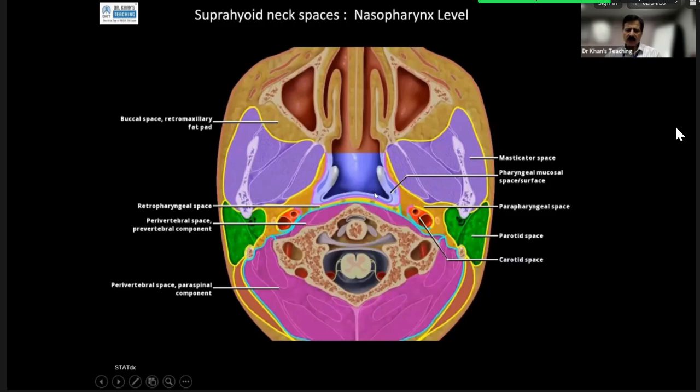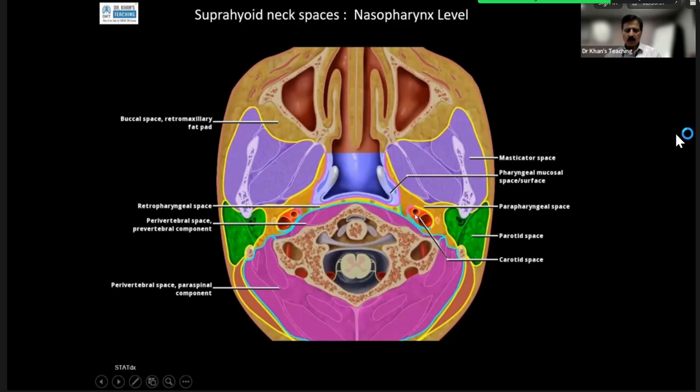So this is the nasopharynx. Now you have to concentrate on what is here, where I am pointing out. There is fat here, and this fat is parapharyngeal space. So we will cover parapharyngeal space shortly. Anteriorly, there is masticator space. And you can see that this is mandible, and then these are the muscles of mastication.